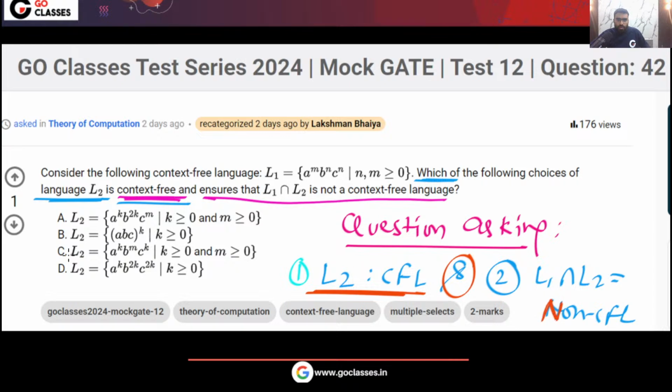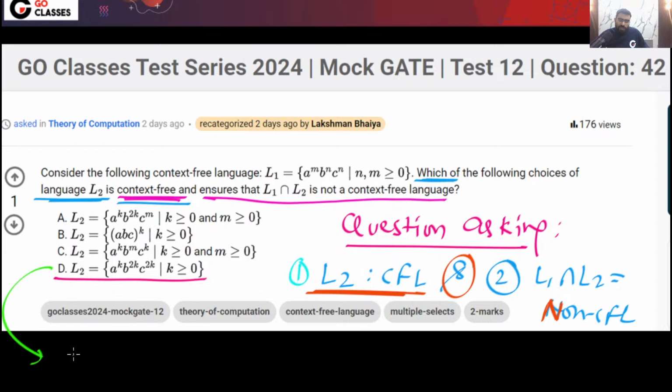Okay. So you tell me, this option D you can reject. Yes or no? This option D I can reject very easily. What is the reason? I can reject this option D because this is not even CFL. Please notice, I don't even have to check, it is not even CFL.